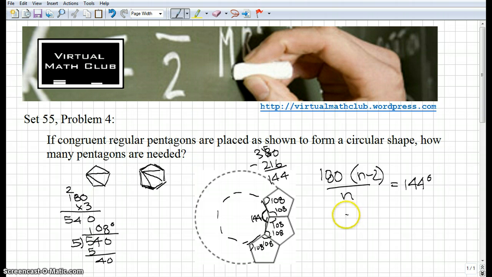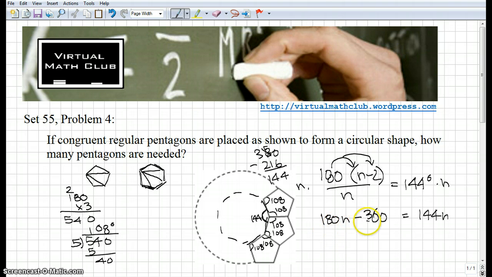All right, so we can do that. Let's distribute this 180 inside the parentheses. So we have 180n minus 360. Okay, and we can also multiply both sides by n. All right, that'll get the n off the bottom. So that's equal to 144n.